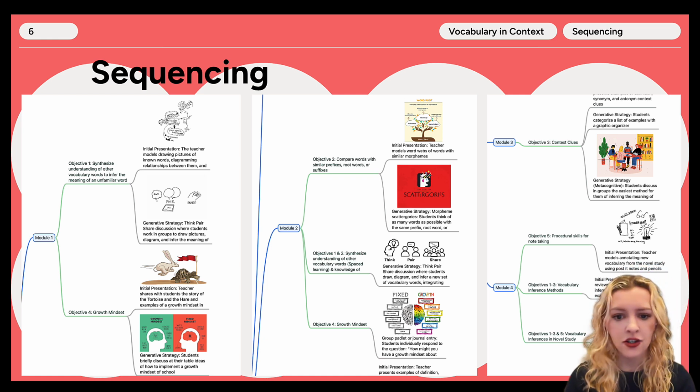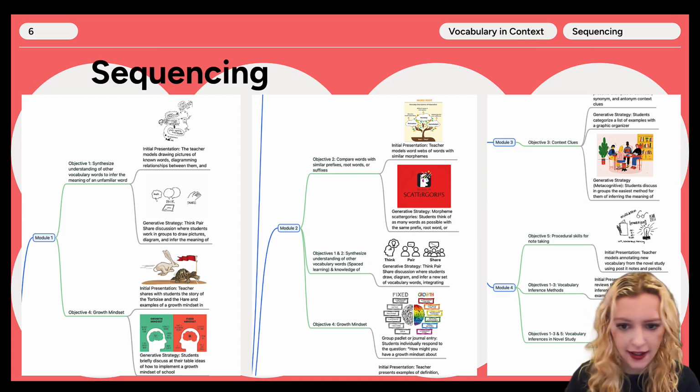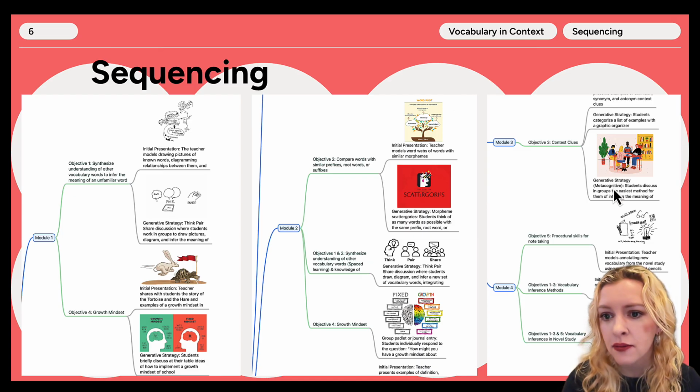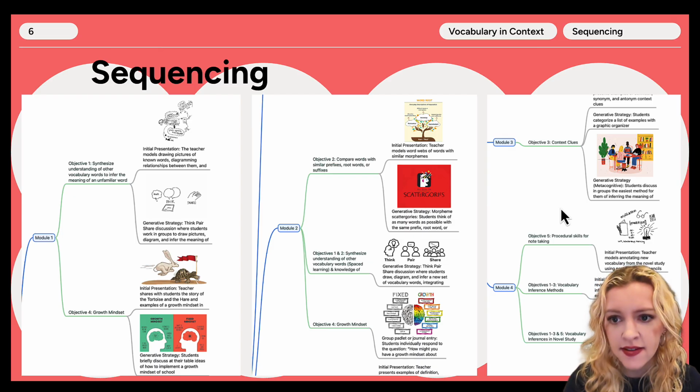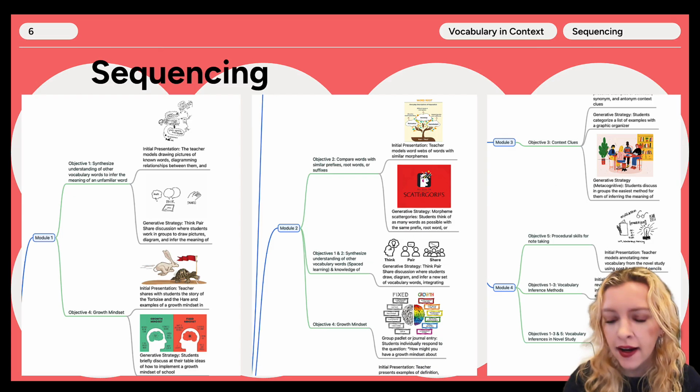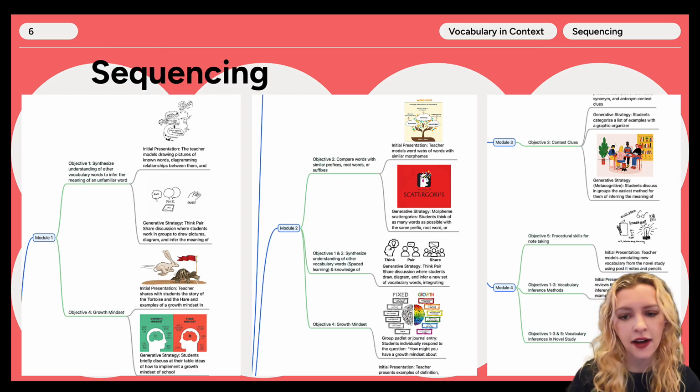And then, of course, think, pair, share to discuss, think about how they can integrate it into their vocabulary as a whole. And then for the next module, we're going to start working on those procedural skills of thinking, what is the easiest context clues method for them? And then for module 4, we're going to jump into the different inference methods of context clues.